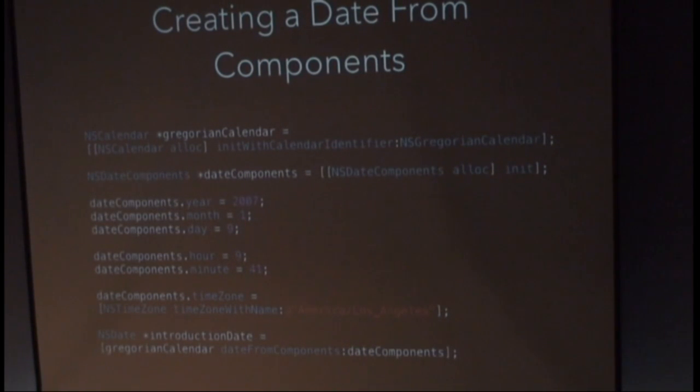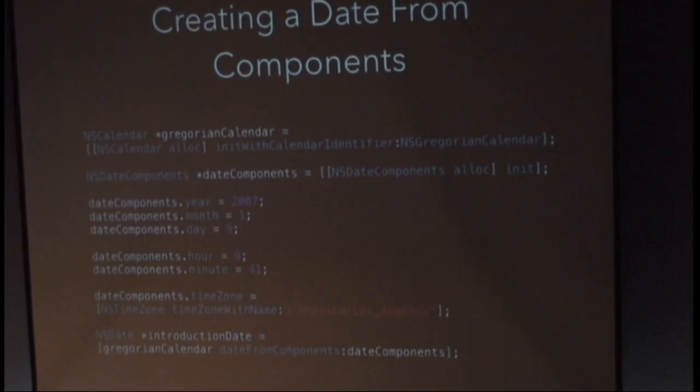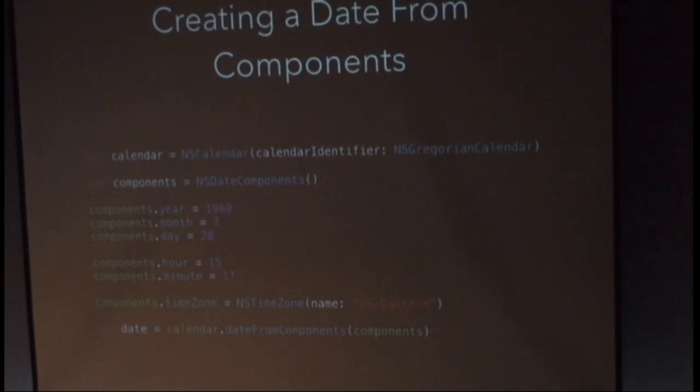Now, I know what you're all thinking. That is a lot of square brackets. Well, if you happen to be using a different language, like let's say Swift, this is how you would do it. So in Swift here, it's pretty much the same. We get a calendar with the Gregorian identifier. We make a new NSDate components object. And just like in Objective-C, we set the components on it.